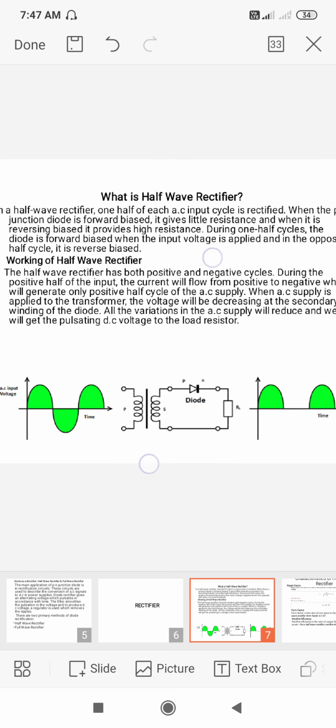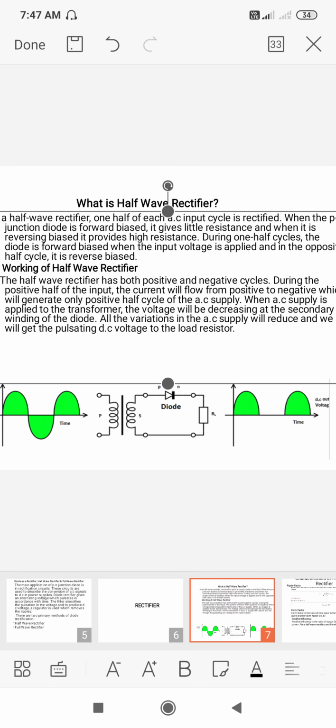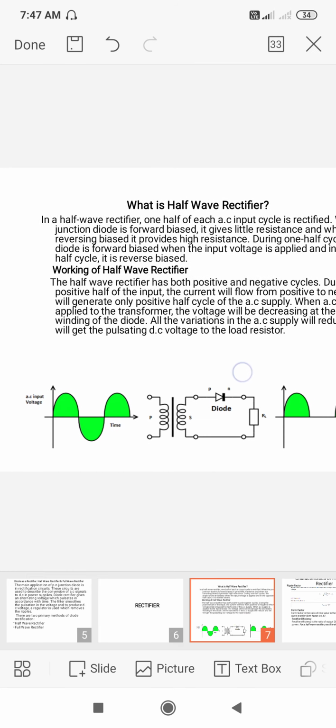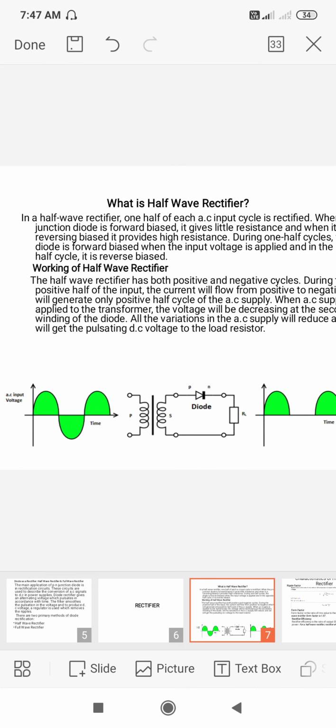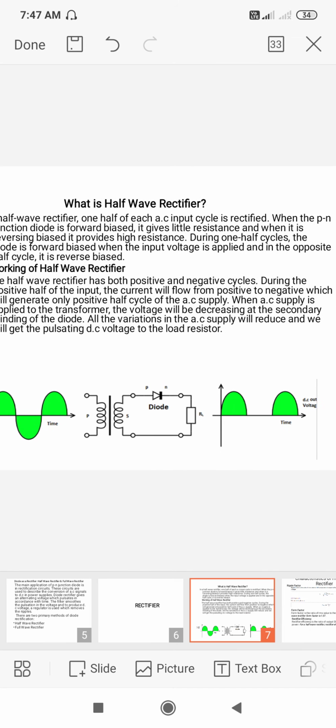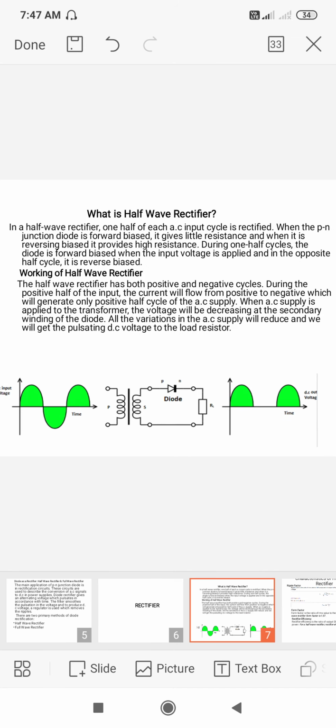A half wave rectifier is one in which one half of each AC input cycle is rectified. When the PN junction diode is forward biased, it gives low resistance, and when it is reverse biased, it provides high resistance. During one half of the cycle the diode is forward biased when the input voltage is applied, and in the opposite half cycle it is reverse biased. This is the working of the half wave rectifier.